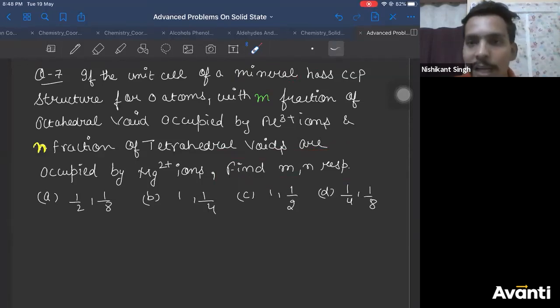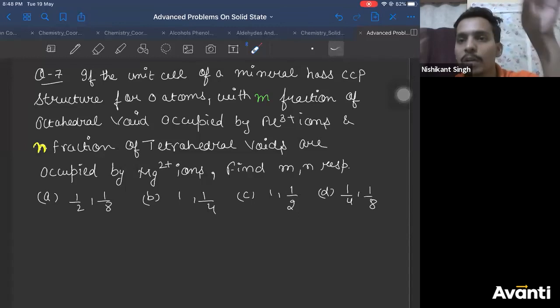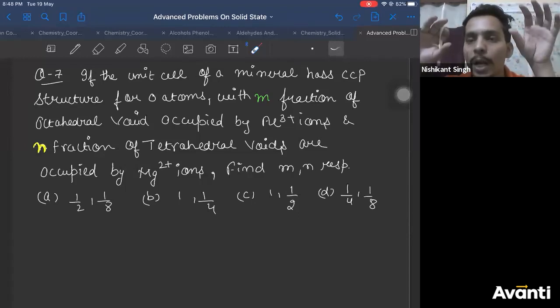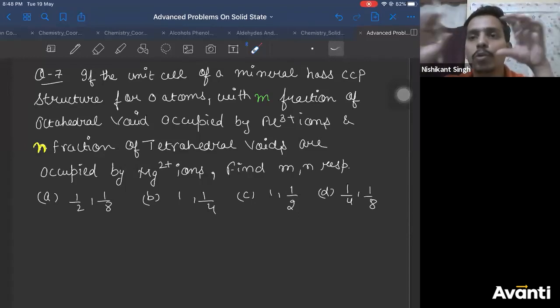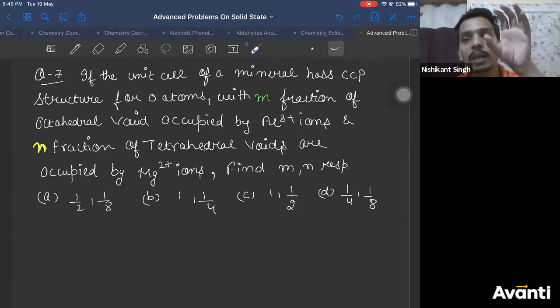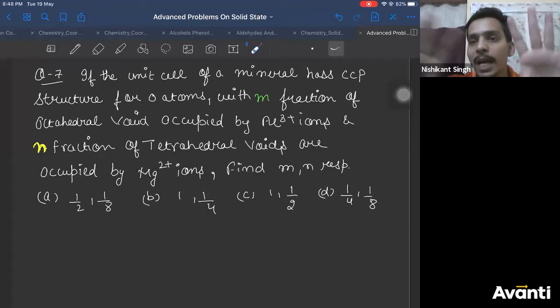Now, this is a challenging question. You need to use your brain now. Till now, what was happening? Positions were given, fraction of voids occupied were given. You used to find the formula. Now here you have to find what fraction is occupied. Reverse question. First positions were given, you were finding the formula. Now you have to find what position and how much position is occupied. That is the job. Now there is an indirect link here.